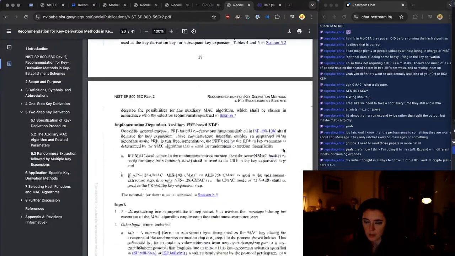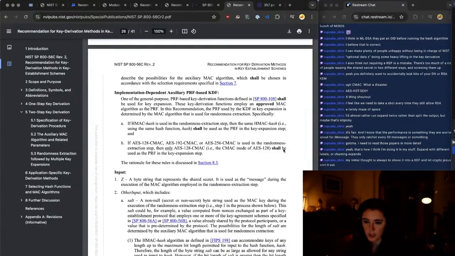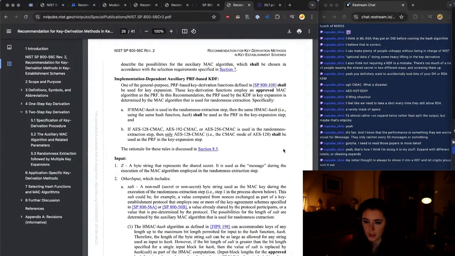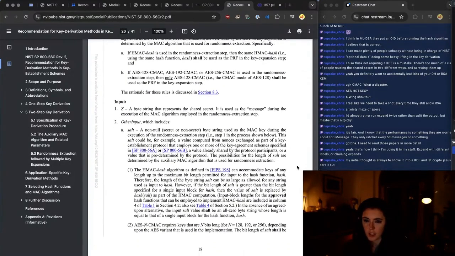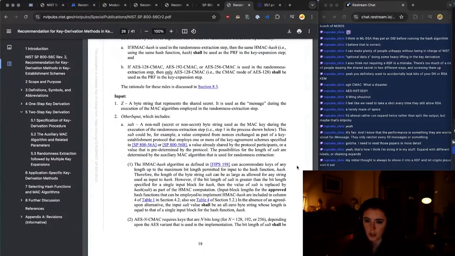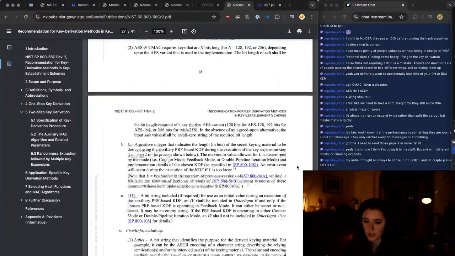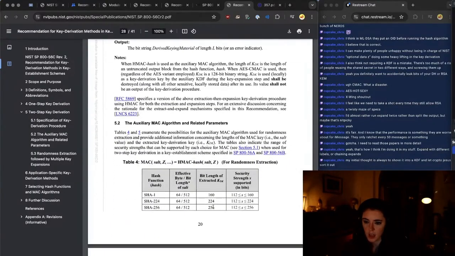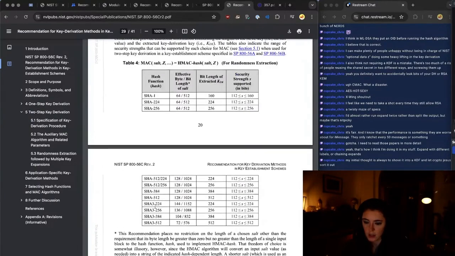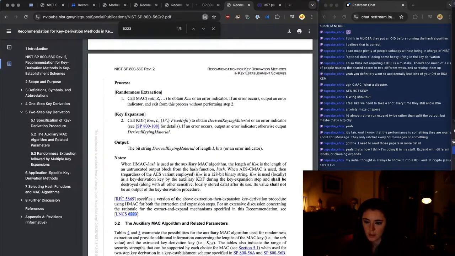PRF based KDF. Okay. Shall be used for key expansion. Approved MAC algorithm as the PRF. Okay. PRF used by KDF for key expansion. Okay, yeah. If it walks like an HKDF and it quacks like an HKDF, it sounds like you're talking about HKDF, with much other extra stuff. Of course, they're not going to say that. Yeah, SHA-256. Great. Yes. HKDF.